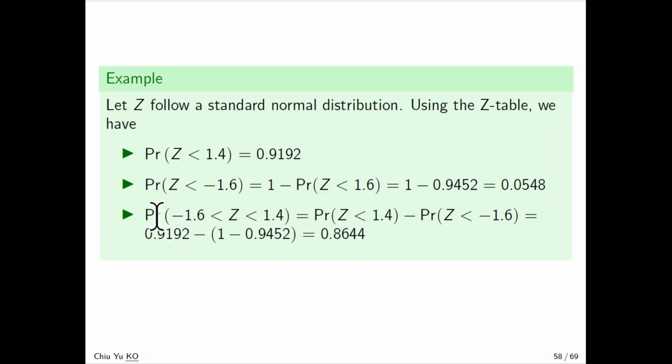Okay, another way people would ask is between some range.